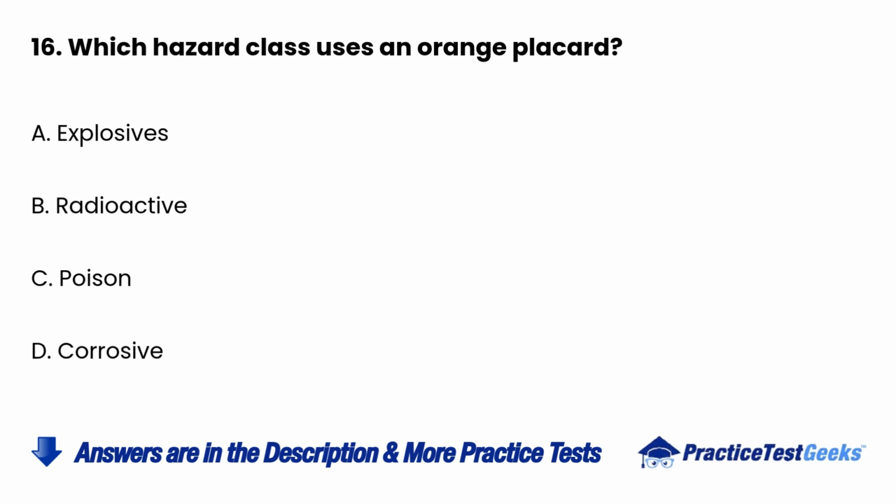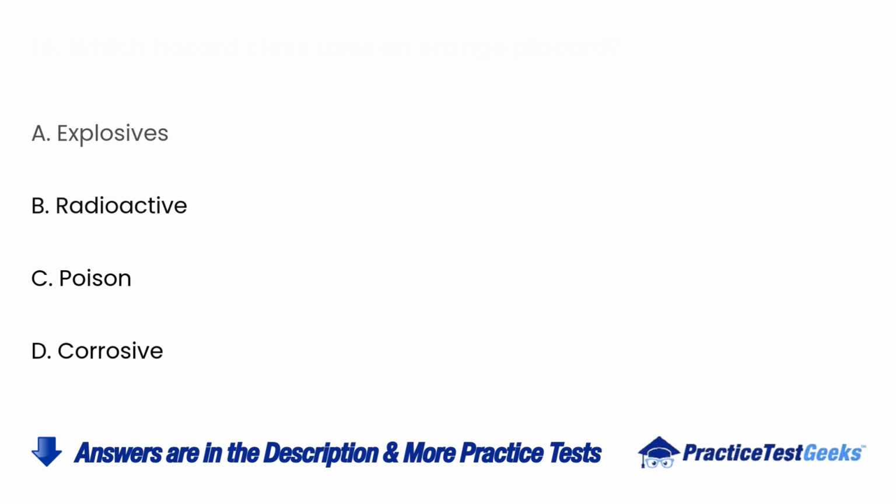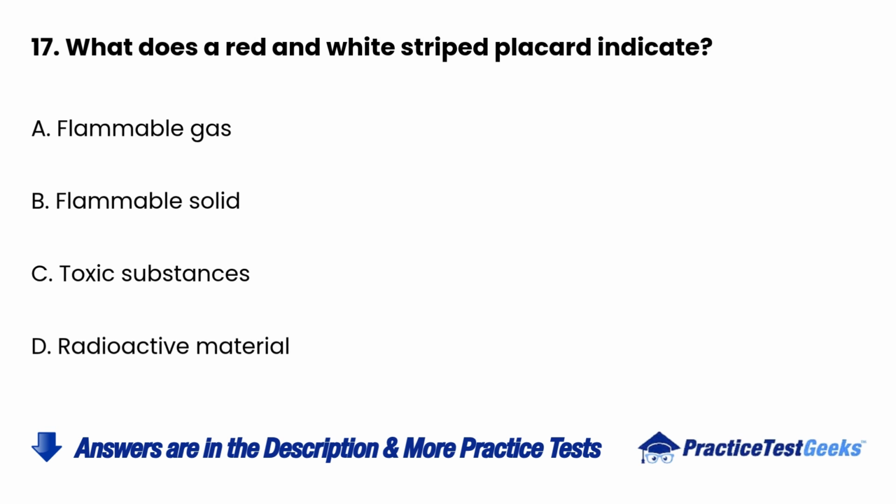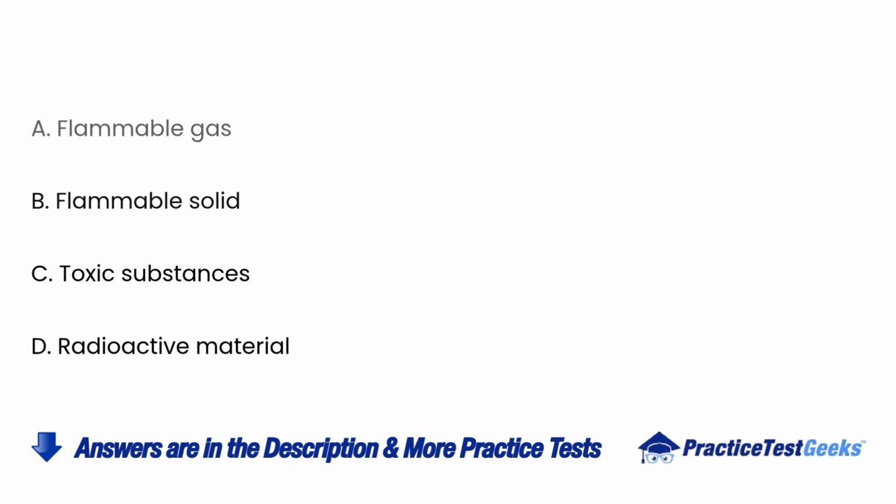16. Which hazard class uses an orange placard? A. Explosives. B. Radioactive. C. Poison. D. Corrosive. 17. What does a red and white striped placard indicate? A. Flammable gas. B. Flammable solid. C. Toxic substances. D. Radioactive material.